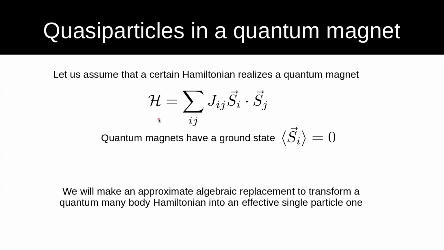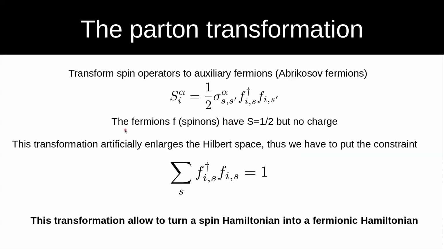So we are going to assume that our Hamiltonian is a typical Heisenberg model and that our ground state is a quantum magnet, namely that has S equal to zero. And the idea here is to essentially make an algebraic replacement of these operators in the Hamiltonian and show that we can map this Hamiltonian to a single particle model. So the idea is relatively simple. We are going to take the spin operators, these quantum mechanical spin operators, and replace them by auxiliary fermions, something called Abrikosov fermions.